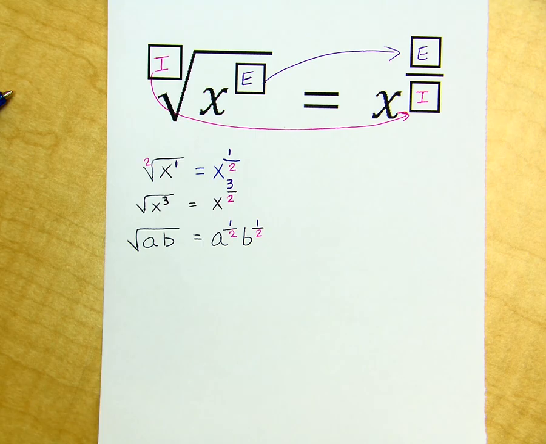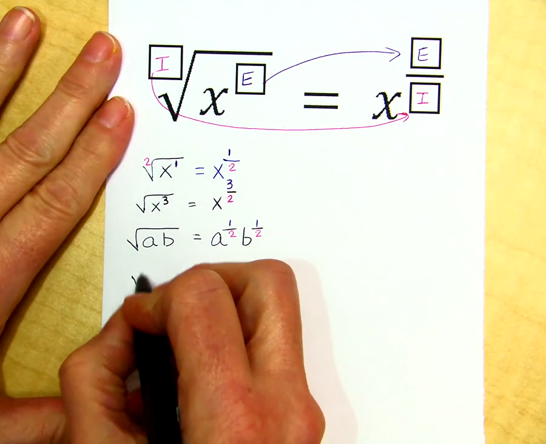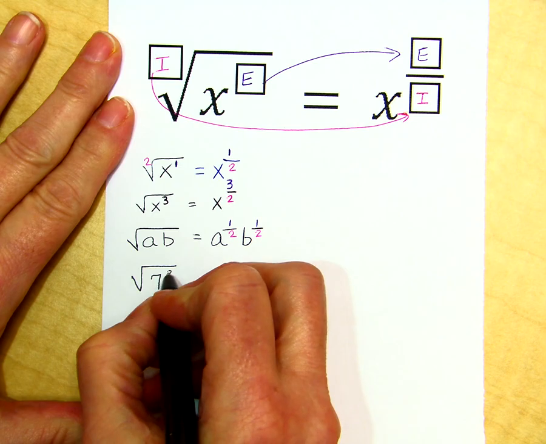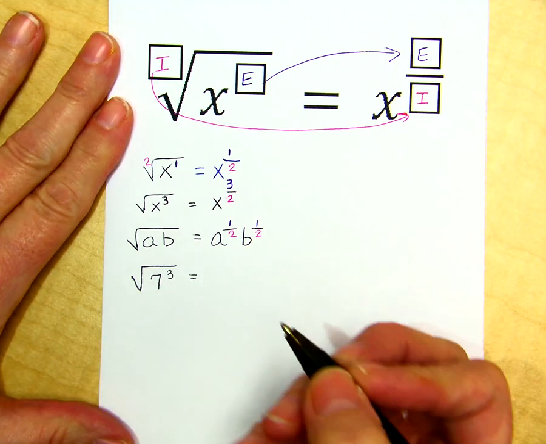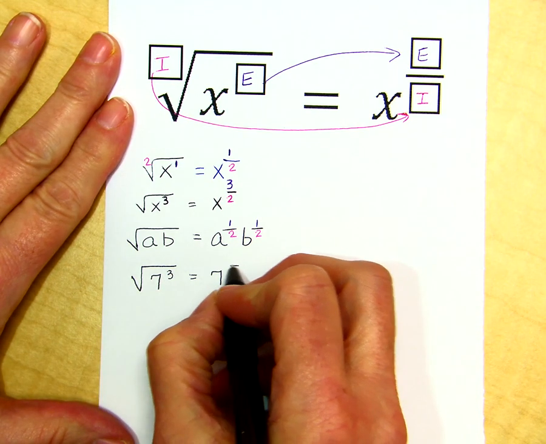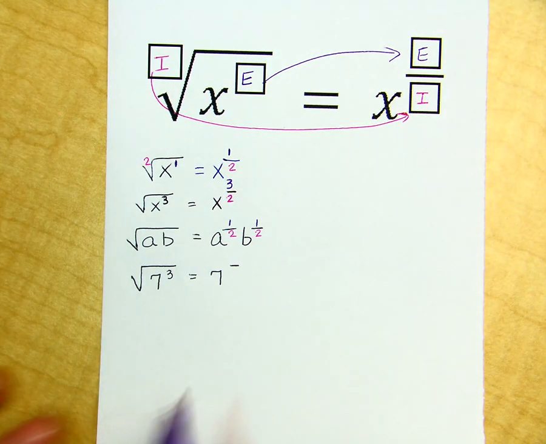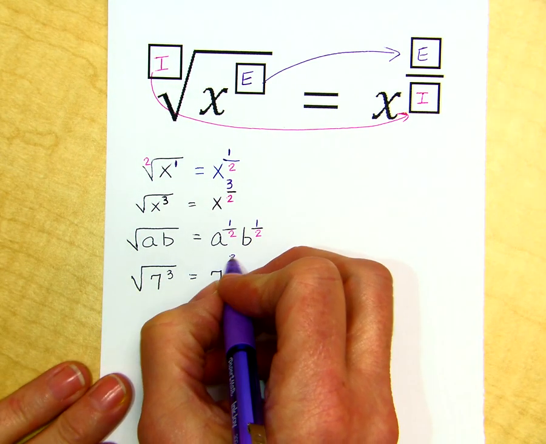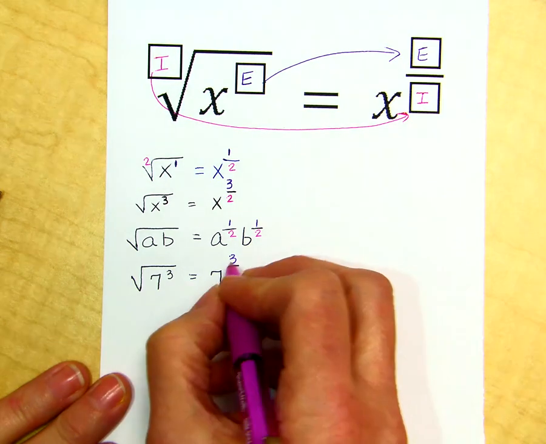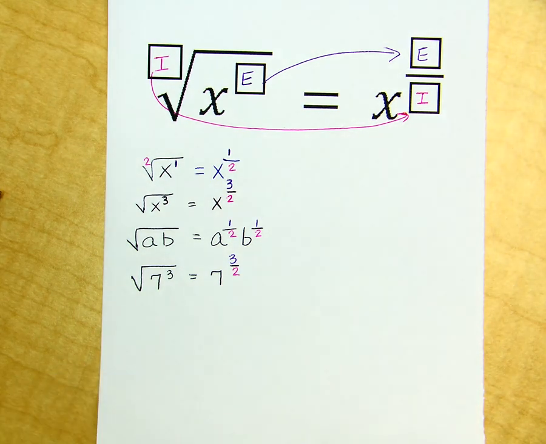Let's look at a number. For example, we could do the square root of 7 cubed. That is going to be 7 raised to a fraction. The exponent is 3. The index is 2. So here are a few examples of square roots.